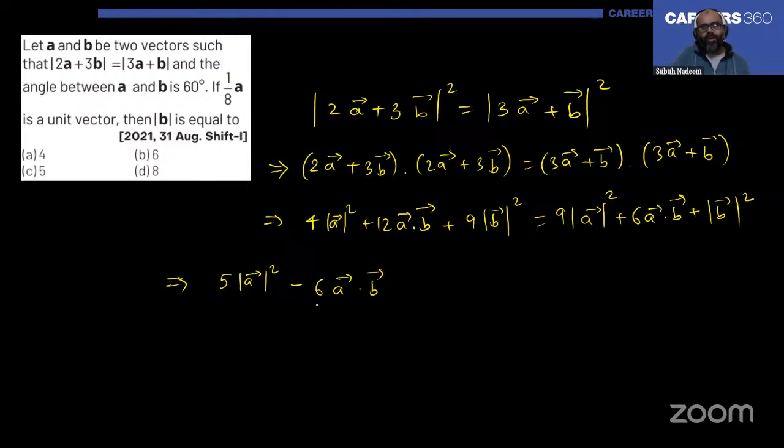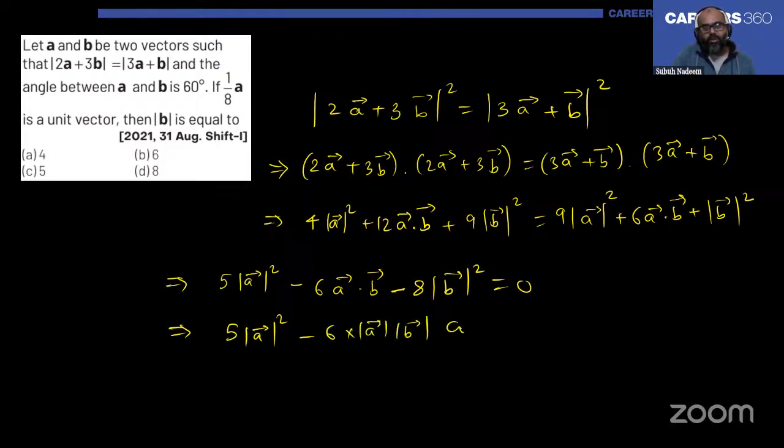All the terms we are taking on the RHS. Plus mod B square minus 9 mod B square will be minus 8 mod B square. This is equal to 0. Now, it is said that the angle between A and B is 60 degrees. Okay. So 5 mod A square minus 6 into this is mod A into mod B into cos 60 degrees.